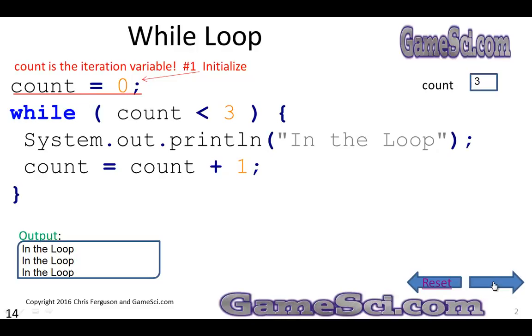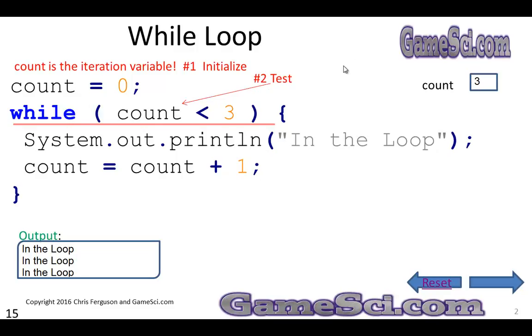Number one, the first thing you have to do to the iteration variable, or count, is initialize it. You have to give it a starting value. In this case, we decided 0 would be the starting value. The second thing you have to do to the iteration, or count variable in this case, is test that variable. You have to test it with a relational operator or some other operator that returns true or false. And as long as that returns true, we're spinning in the loop. When it goes to false, we're exiting the loop.